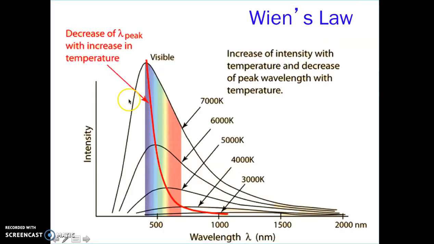So what does this mean? That means if we decrease the peak wavelength, okay, it means the temperature is going to increase. So as we get to smaller wavelengths, which is higher frequency, higher energy, that temperature is going to increase. As we decrease the temperature, that peak wavelength is going to shift to longer wavelengths. So there's an increase of intensity with temperature and a decrease of the peak wavelength with the temperature.